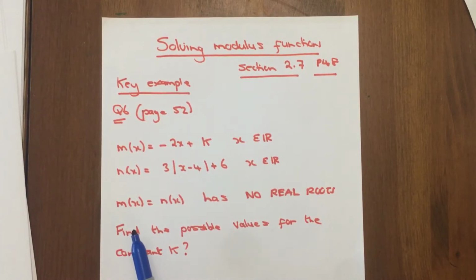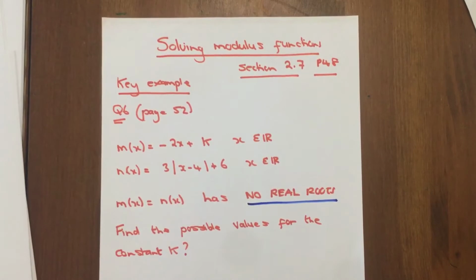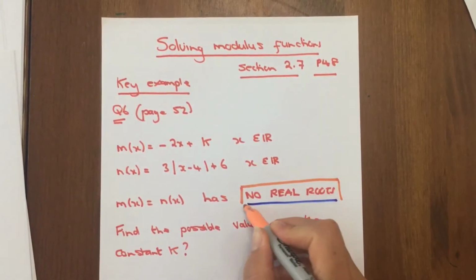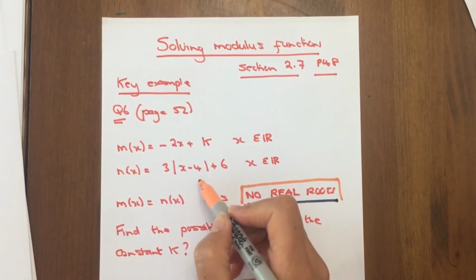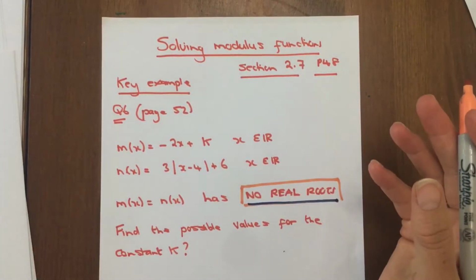Okay, so it says that when m of x equals n of x has no real roots. So this is the key here, no real roots. Find the possible values for the constant k. So what we need to do here is sketch both of these, have a look at what it looks like, and if there are no real solutions, what that means is that this line will not intersect this modulus curve. So no real roots means that m of x and n of x do not intersect.